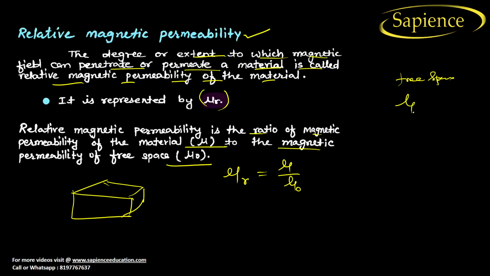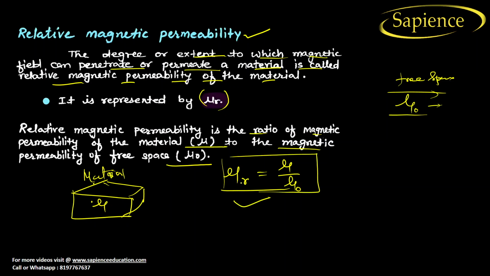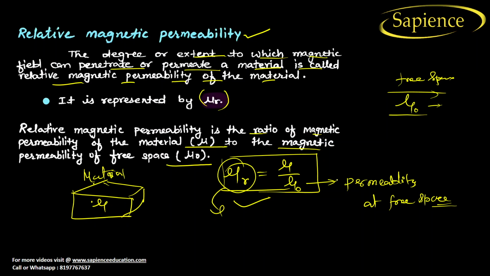So in free space, we have considered magnetic permeability as mu naught, and in this material, we have considered magnetic permeability as mu. Whenever we find the ratio of mu by mu naught, we will get mu r. So mu naught is the permeability of free space. I hope you have understood this.